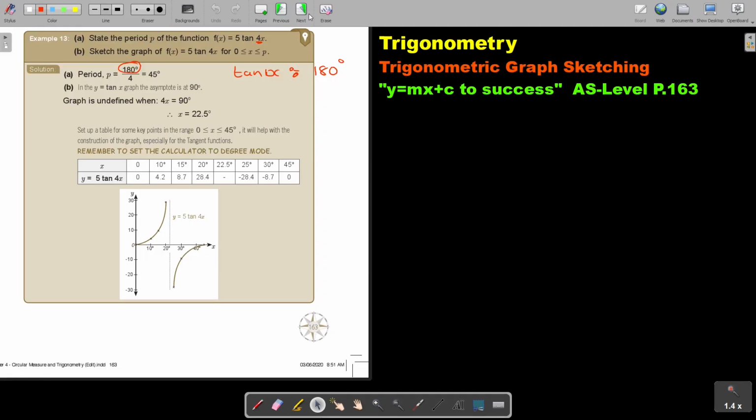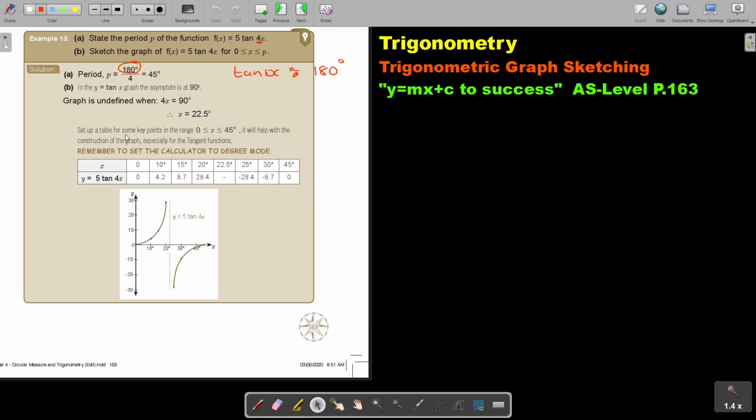Okay, so the normal asymptote is 90. So the graph is undefined when 4x equals 90. So now, if it's 4x, I put 4x equal to 90. If it was 5x, I would have said 5x equals 90. So the asymptote will now be where x is 22.5. Did you see how I got the new asymptote?